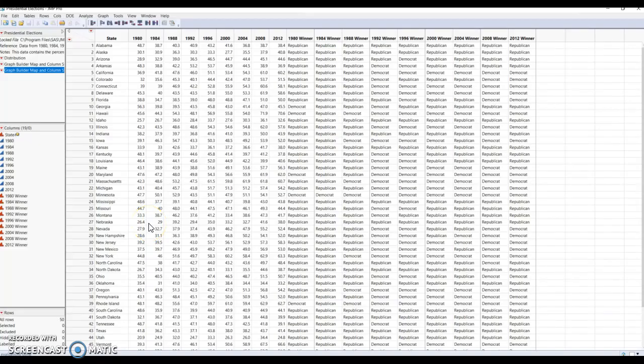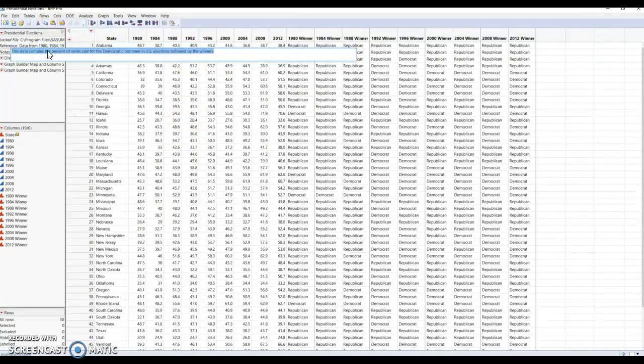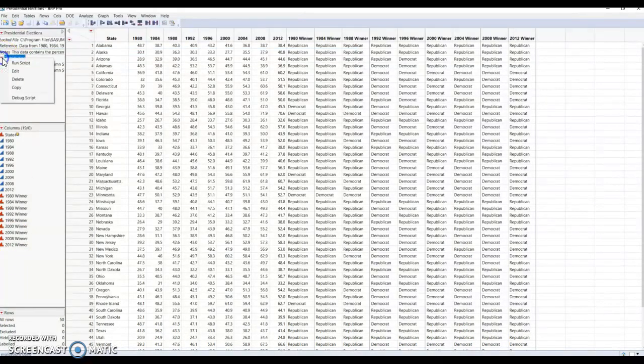So here we have our example for business demographics using JMP, and I chose to use presidential elections, which is in the sample data library. And notice how this data contains the percent of votes cast for the Democratic nominee in U.S. elections, followed by the winners. And we can really do a few things with this data set.